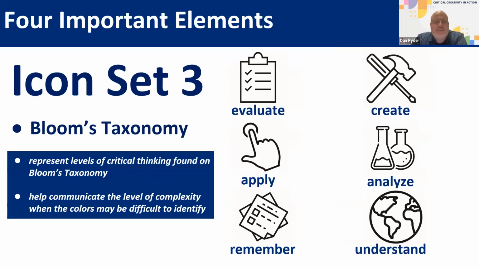And then we have one final set. We have a set of icons that represent Bloom's taxonomy. So we have the colors that represent Bloom's taxonomy, and we have icons. And this helps communicate the level of complexity of the activity when the colors might be printed in black and white, or difficult to identify because the colors faded, or whatever reason, especially if someone has color blindness. We want to make sure these are as accessible as possible.